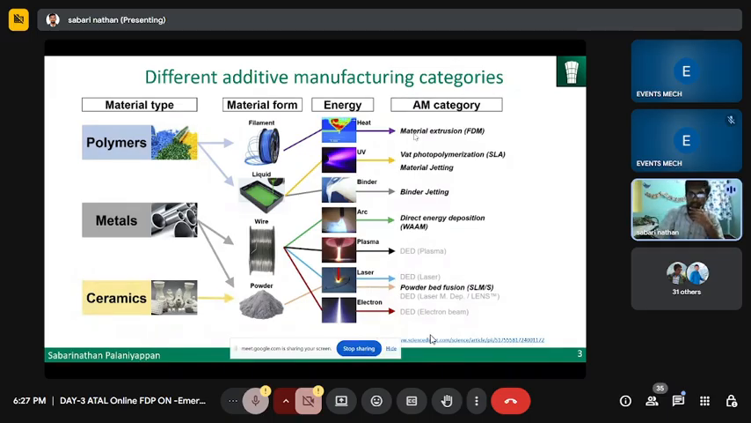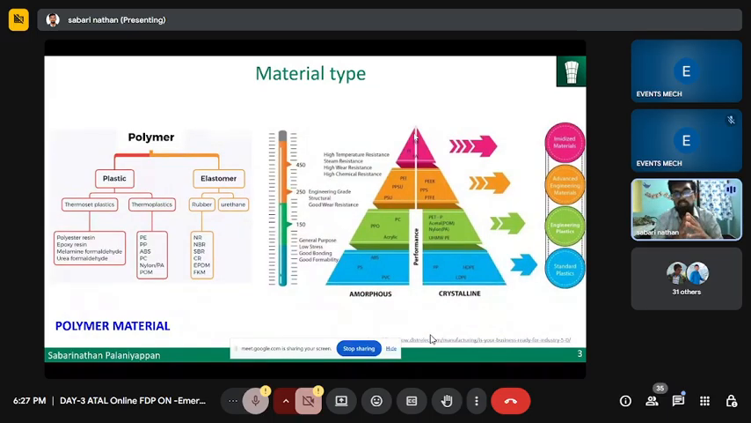Okay. So I will mostly cover polymers in this session, because my research is related to a polymer background, so I will mostly cover polymer materials. Everyone knows about the types of polymers. One is thermoplastic, another one is thermoset plastic.